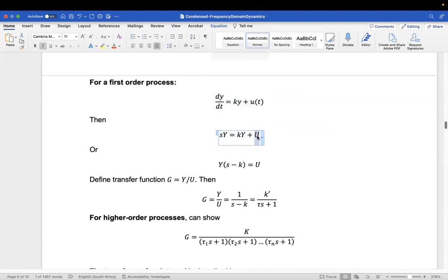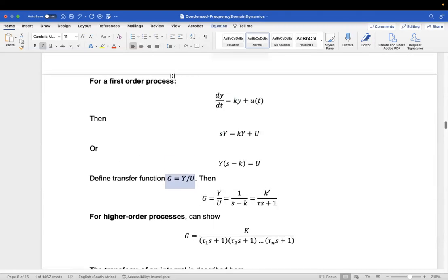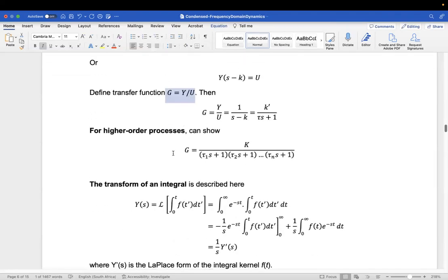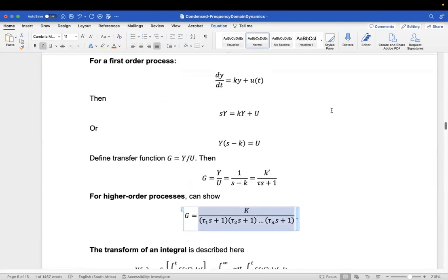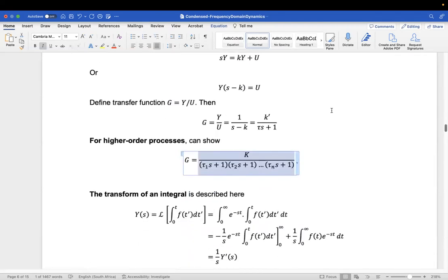So now we have an equation like this, and we can see y's on both sides. And so if we group out the y's, then we get the form like this. And then if we define the transfer function G equals y over u, then we can see y over u is going to give us 1 over s minus k. So that's our transfer function for the first order process. And in fact, for higher order processes, let's say it's an nth order, we can show in a similar way that we get a standard form like this. Right, so that's what we get for derivatives.